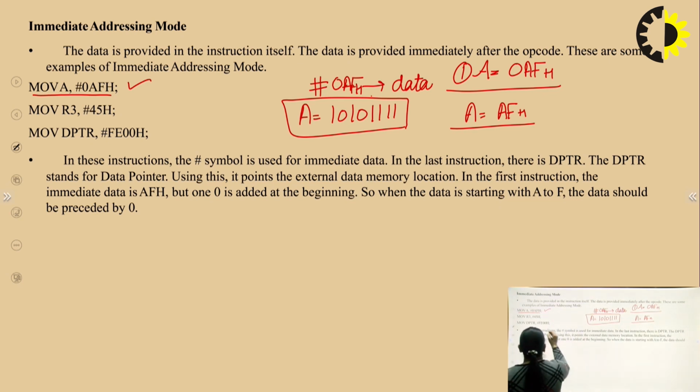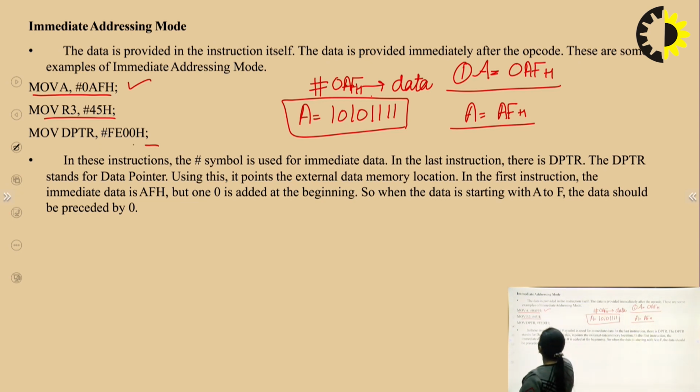So the next instruction is move R3, 45H. So here 45 is our data, and this data is immediately transferred to the register R3. We have 8 registers here in the microcontroller, from R0 to R7. So 8 registers are there, and other than this, there is the accumulator. There is also a B register, which is used for multiplication and division instructions only.